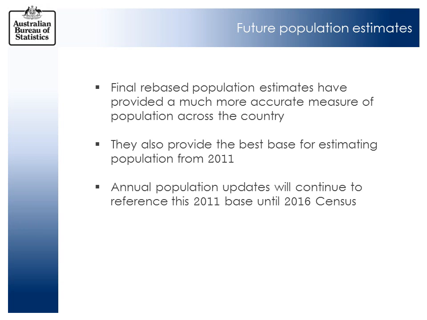So final rebased population estimates have provided a more accurate measure of population now, but also provides the best base for estimating population forward from 2011. Our annual population updates will continue to reference this 2011 base until information from the 2016 census is available. For information on how the ABS has improved historical estimates, please watch part 2 of this video series.